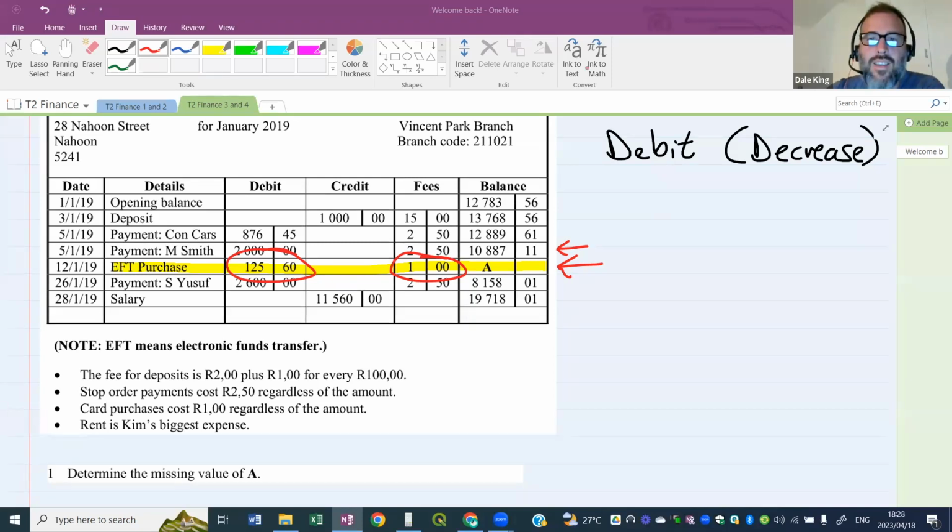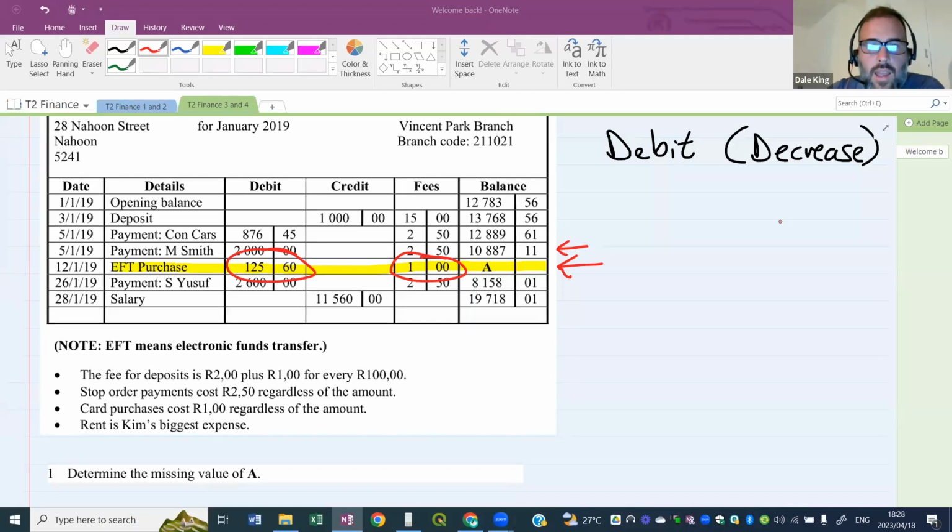Yes, I am. I would like to know how does it really work because I don't really understand it. Okay, which part do you not understand? Is it the balance at the end of the statement? Is it the fees? Which part are you not sure about? Or is it the question? The question. Okay, it says determine the missing value A.